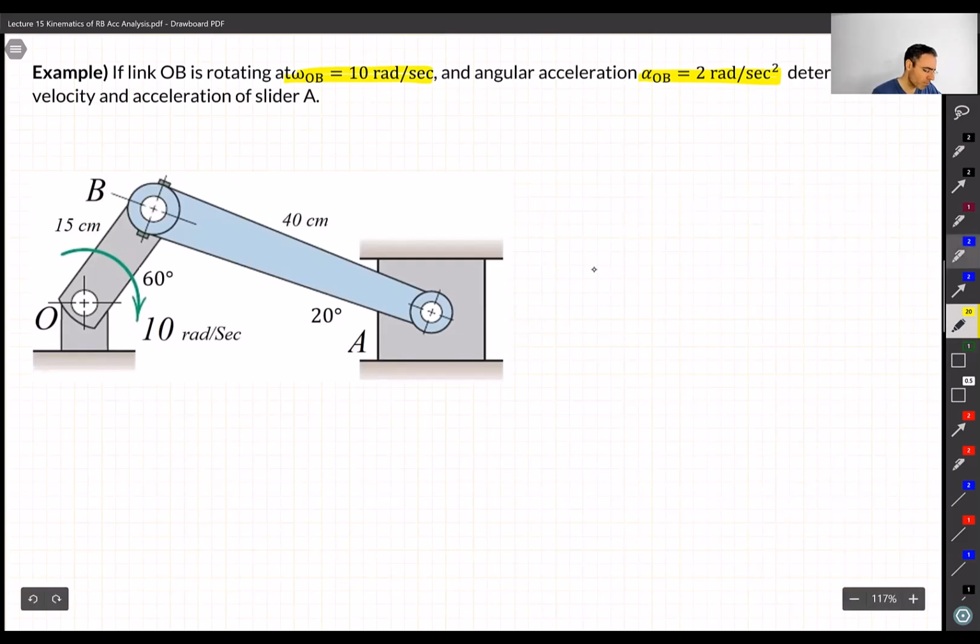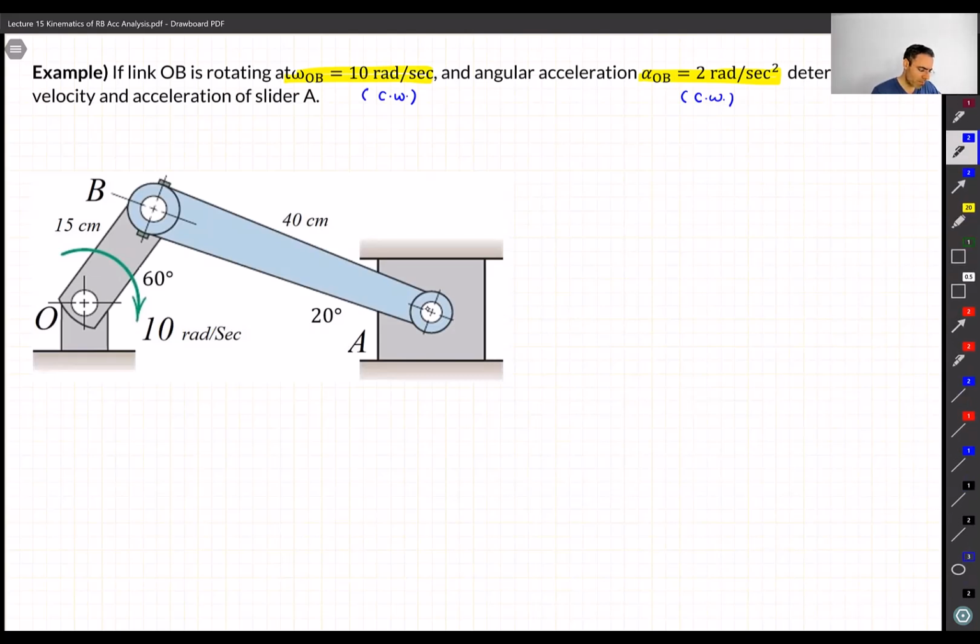So maybe the question should have clarified that it is clockwise. Let me write it down here. And omega OB, from the picture, we can see it is clockwise. The acceleration should have been given by us in the question. Probably I forgot. And we want to find the velocity and acceleration of point A. Keep in mind, we always start with velocity because we need some information from velocity before solving acceleration. Let's approach this problem together.